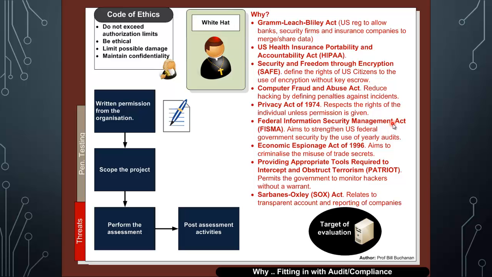Okay, so why do we do our pen testing? Well, sometimes it's to do with an audit compliance regime, and we need to make sure that our systems are actually operating correctly. So we have things like Sarbanes-Oxley, which relates to the accounting and reporting of companies in the US. We have HIPAA in the US for healthcare, and so on. So there's a whole lot of acts which cover the reasons why organizations must keep their data sensitive and protected.